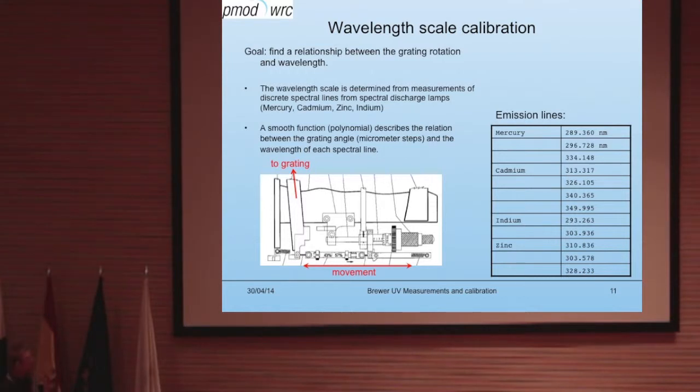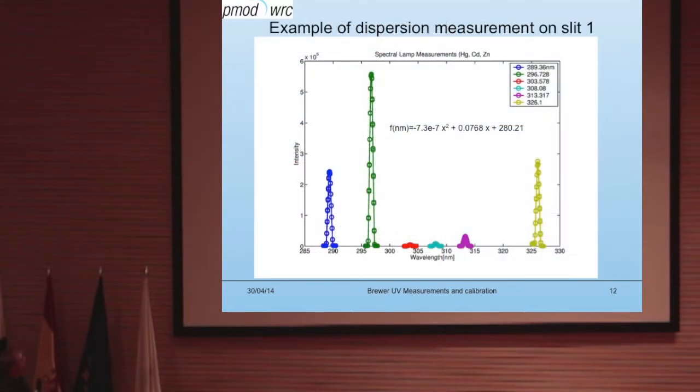In practice, this will look like that. On slit 1, we measure from 1,000 to about 7,000 micrometer steps. We move through step by step, rotating the grating and measuring the output of this mercury lamp. I'm not sure if this is not maybe a combination of mercury and cadmium lamp. And you see that at various positions, you will get these emission lines that you can attribute to these different wavelengths.